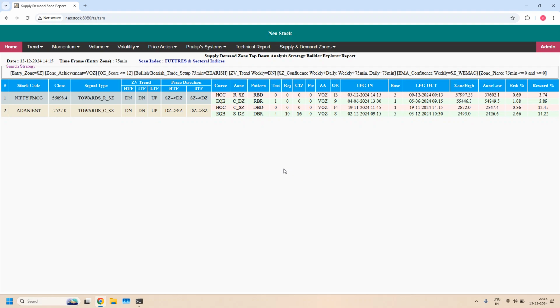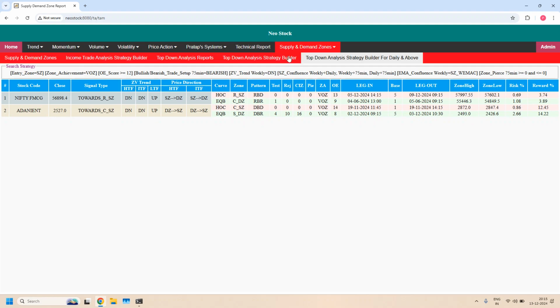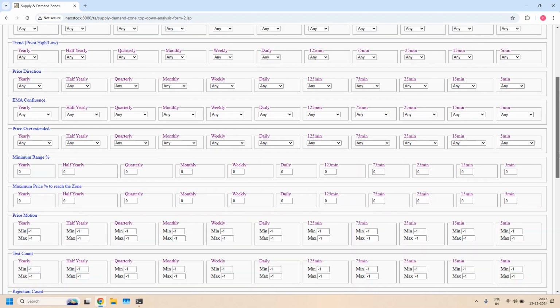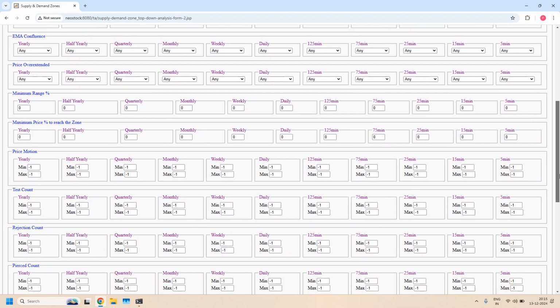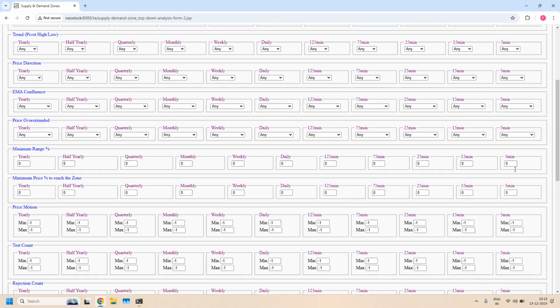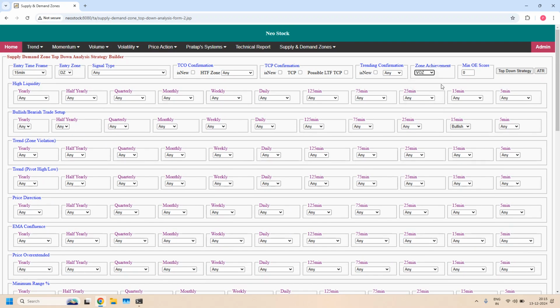Okay, the next set of reports are about daily income trades. Daily income trade bullish trade setup, entry time frame 15 minutes, entry zone demand zone. In bullish or bearish trade setup at 15 minutes, I am selecting bullish. These 15 minute demand zones should not be pierced. So in the pierced count, 15 minutes time frame, minimum value I am setting 0, maximum value 0. Zone achievement violated opposing zone, minimum odd enhancer score 12. All 3 filters are applied to 15 minute demand zone.